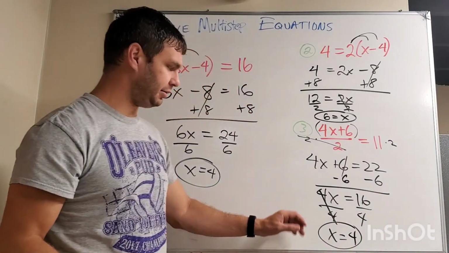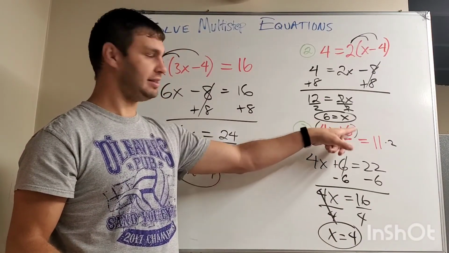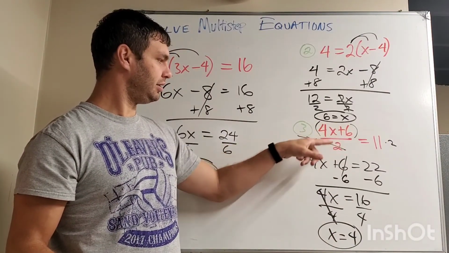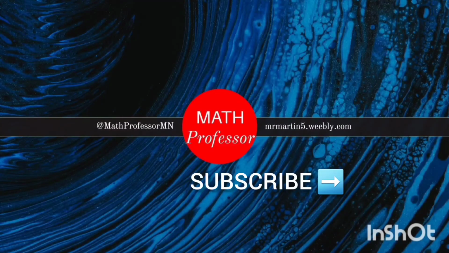Let's check it one more time, see if we did it right. Put the 4 back in. 4 times 4 is 16. 16 plus 6 is 22. 22 divided by 2 is, in fact, 11.